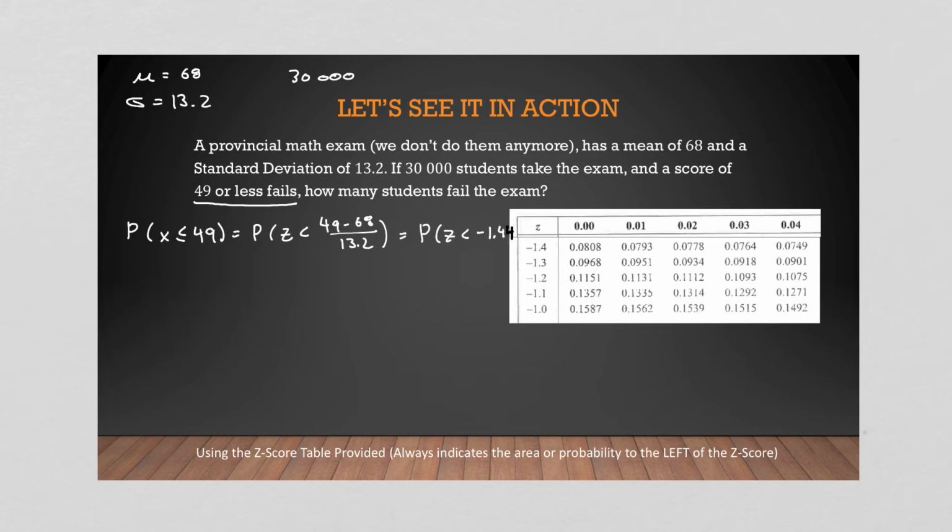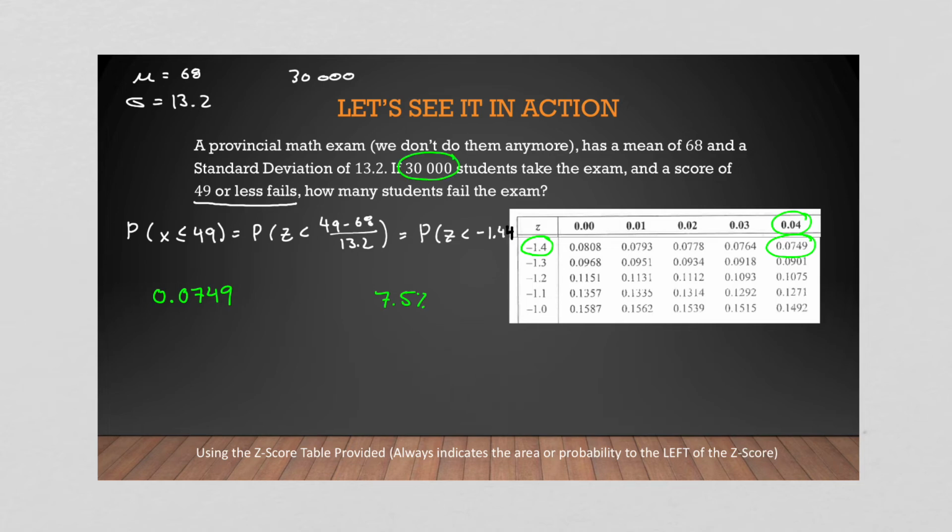So where do we find that on our table? So negative 1.44, well, here's negative 1.4, and then we're going to 1.44. So we get this value right here. So we come out with the fact that we get 0.0749. Now that's going to be a percentage, right? It's about 7.5%, 7.49%. But now the question says, how many students will fail?